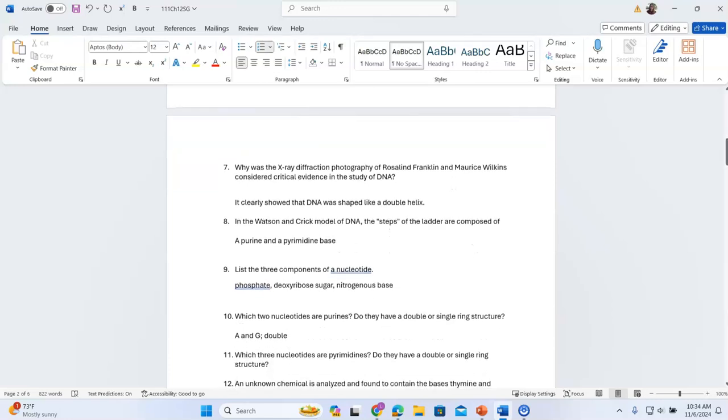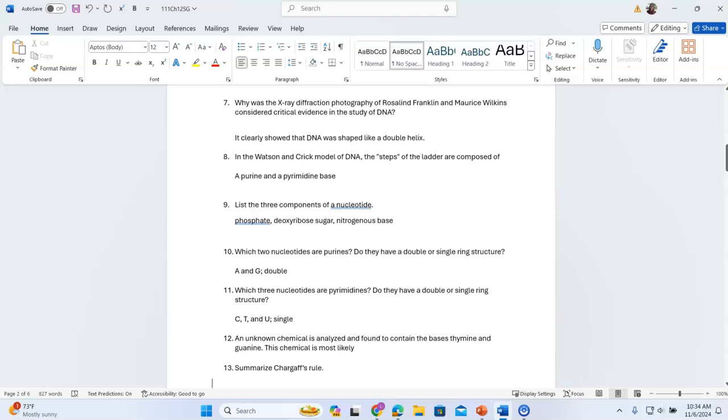Which 3 nucleotides, and this time we have to include one nucleotide that's only found in RNA, are pyrimidines? They are cytosine, thymine, and uracil, which is the one that's only found in RNA. And pyrimidines only have a single ring structure. Number 12, an unknown chemical is analyzed and found to contain the bases thymine and guanine. So it could be RNA because of the guanine, but thymine means that it has to be DNA. RNA would have uracil instead of thymine. So the chemical is most likely DNA.